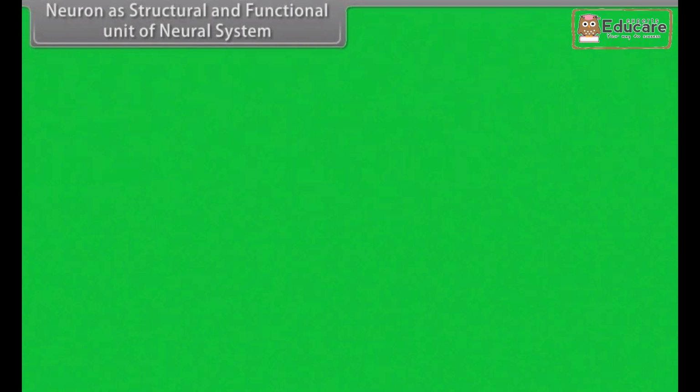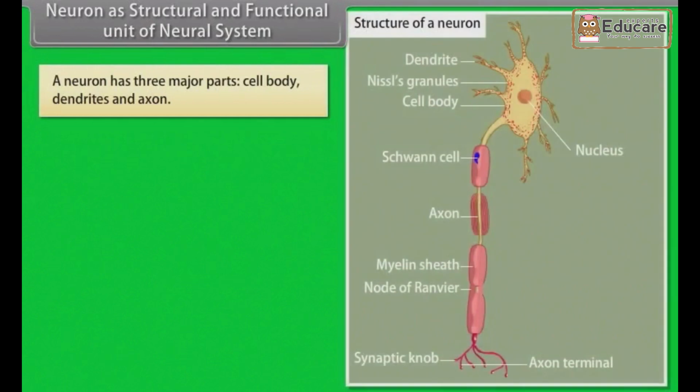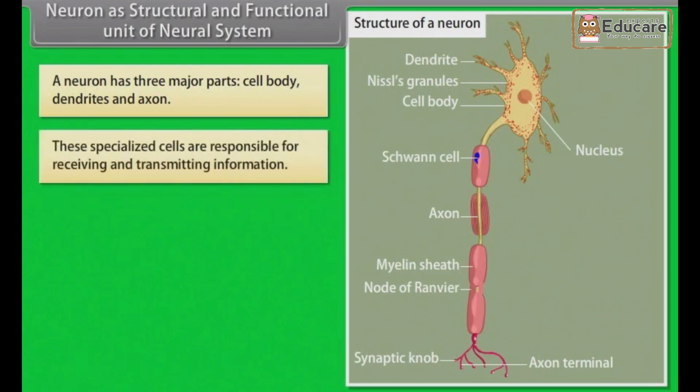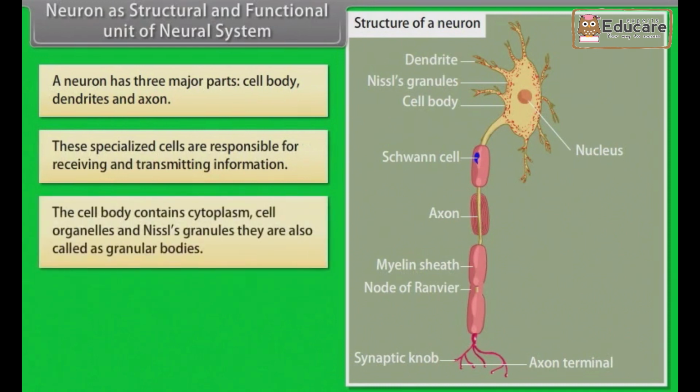Neuron as structural and functional unit of the neural system. A neuron has three major parts: cell body, dendrites and axon. These specialized cells are responsible for receiving and transmitting information. The cell body contains cytoplasm, cell organelles and Nissl's granules. They are also called granular bodies.